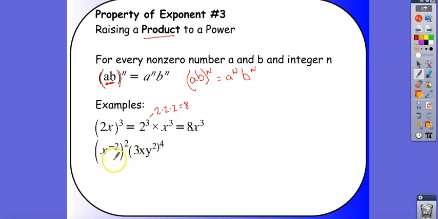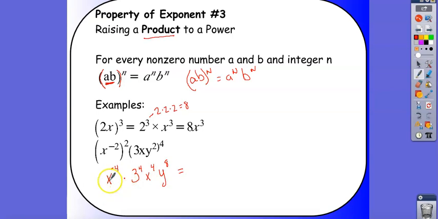Okay, look at this one here. Let's see what order we're going to do this in. This is x to the negative 2 to the second power. I'm going to do my power to a power rule, and I'm going to get x to the negative 4th. Then I'm going to take this 4 here, and I'm going to put it on the 3, the x, and the y. When I do a power to a power, I multiply. Okay. Notice I didn't take care of that negative exponent yet.